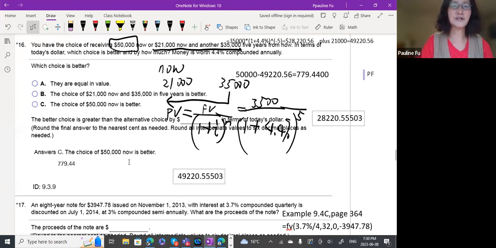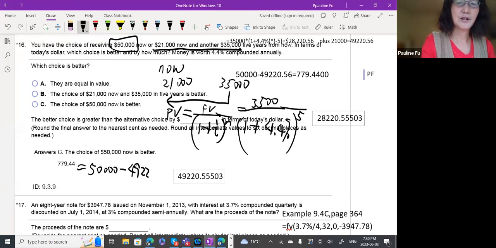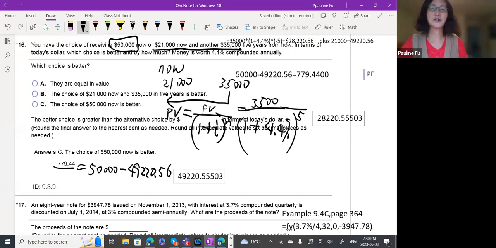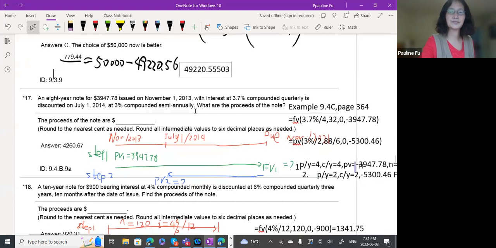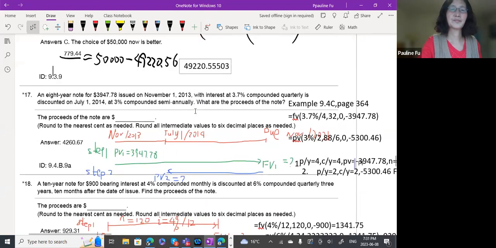And by how much difference? You just do subtraction. So you use 50,000 minus 4922.56, and you got this number. By how much? Questions? Okay, next question, question 17.